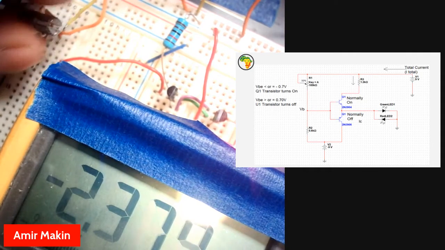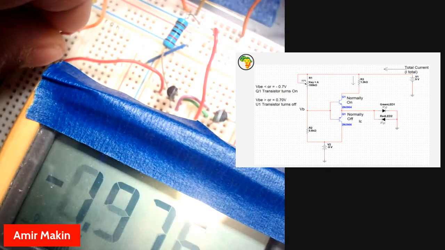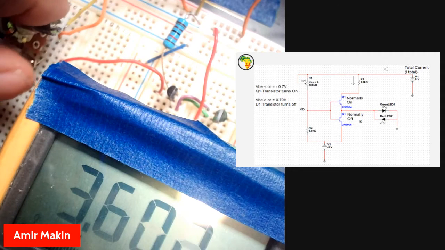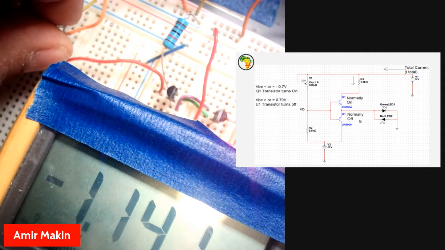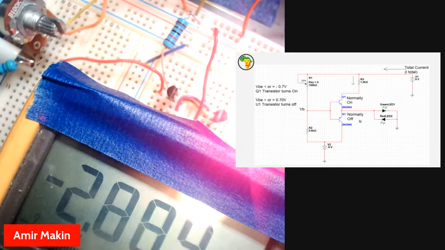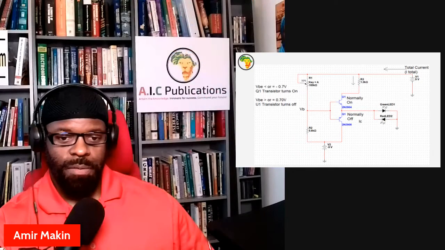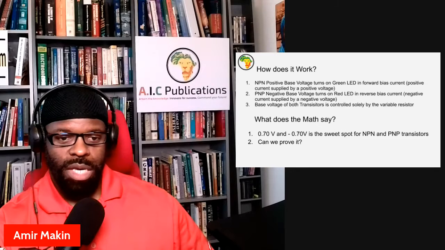So again, you see when the voltage goes positive, the green LED is on. And when the base voltage goes negative, we get the red LED to come on. So what we're seeing here, give me a moment, I'm going to change this camera and we'll get another angle. And what we're doing here is explaining to you how this works.